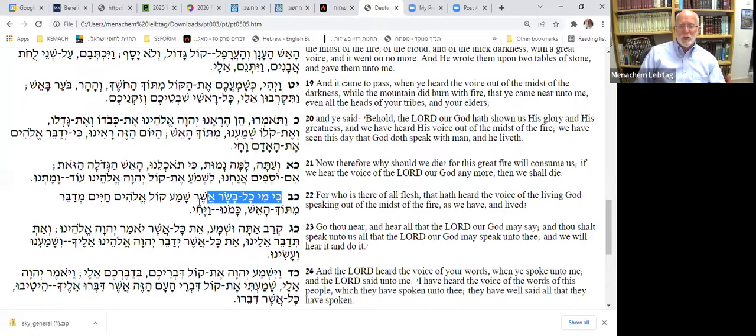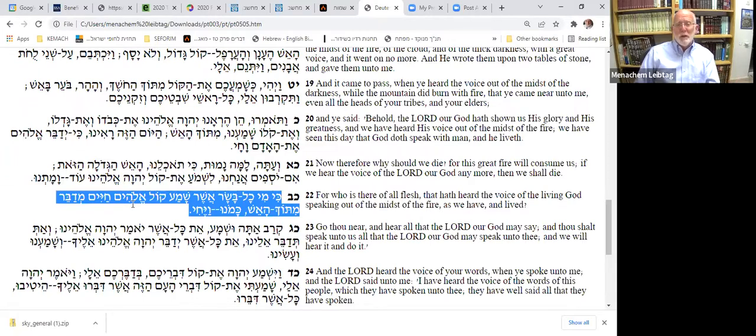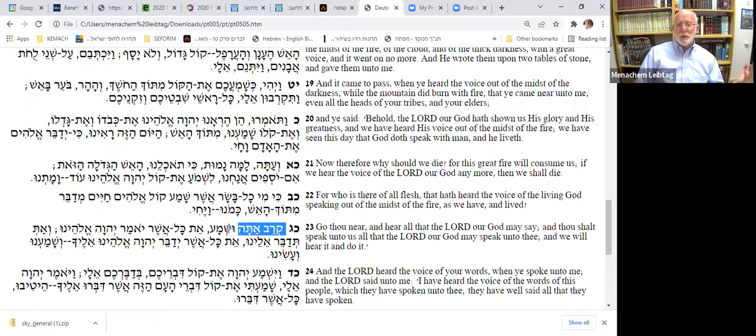Why? No normal human being could survive this fire and stay alive. Instead, you, Moshe Rabbeinu, you seem to be some superhuman, you have this great capability. You go and listen to what God says, and you'll tell us whatever God says, and we'll follow. Remember, and God listens, etc.